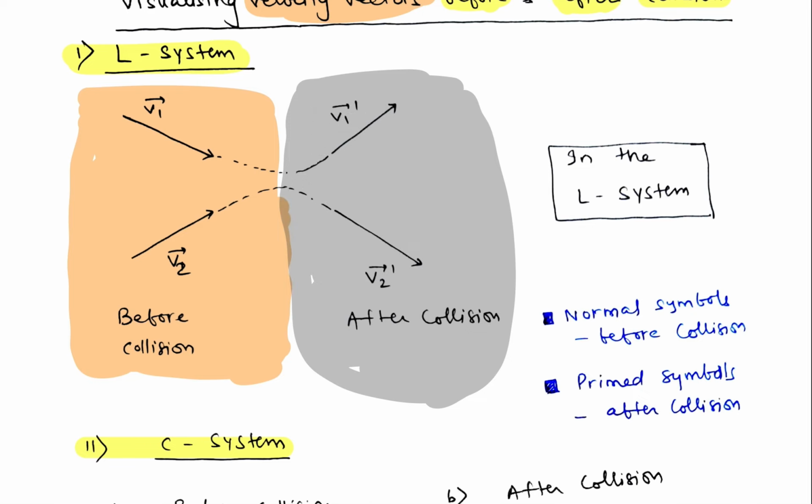Okay. And now let me tell you one very important part here: normal symbols are for before collision and primed symbols are for after collision. What is a normal symbol? This is a normal symbol. This V1 is a normal symbol, but this is V1 prime. We read it as V1 prime. So primed symbols are for after collision. That is the case for us as of now.